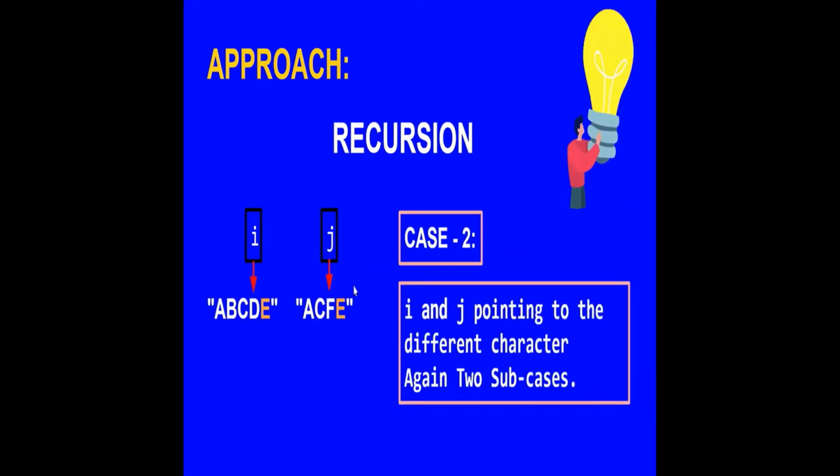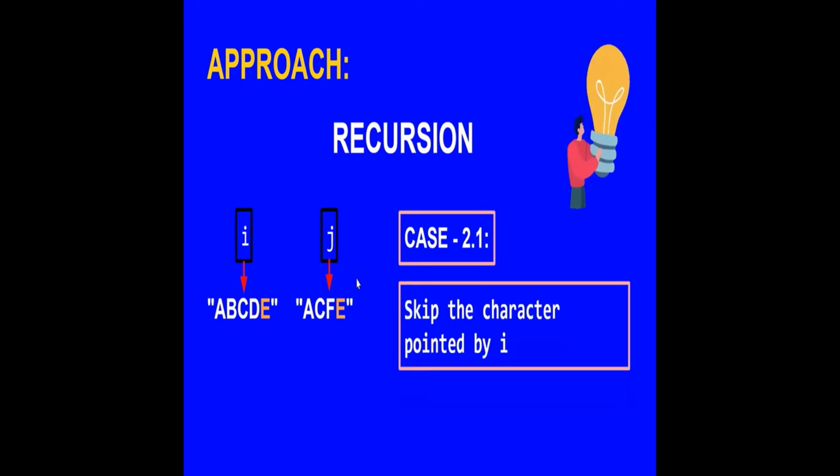Now, the other case: what if the characters pointed to by i and j are different? Here also come two subcases. If they are not pointing to the same character, then we have to skip one of the characters. So here are the two cases. Either we can skip the character pointed to by the pointer i, or we can skip the character pointed to by the pointer j.